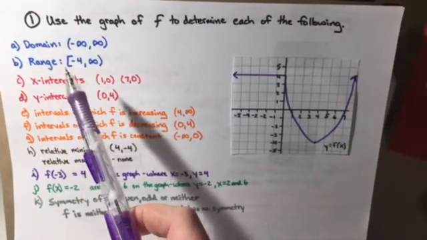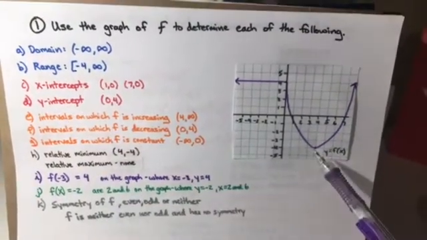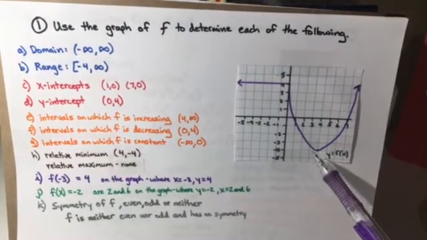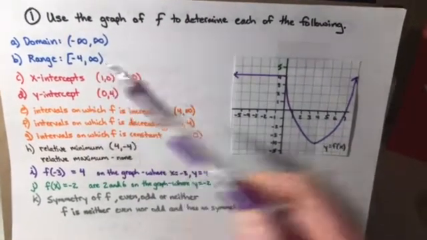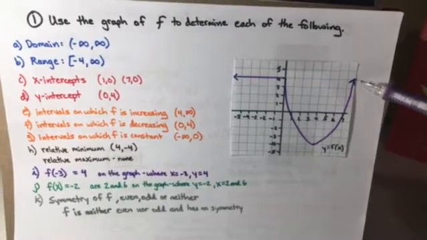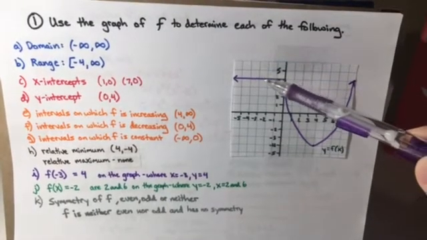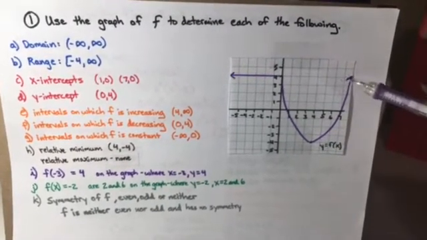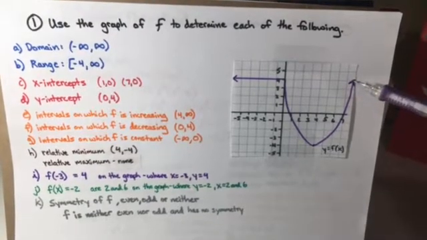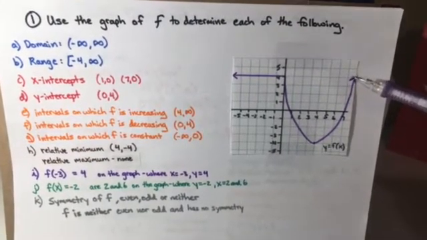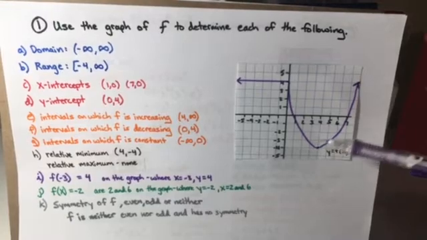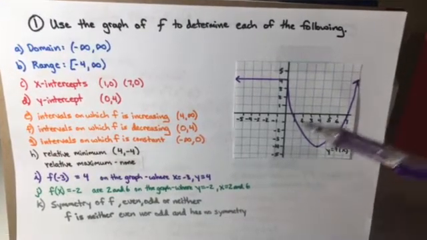The range goes from -4 and it can equal -4, so I put a bracket. And then it would go up to infinity because this arrow indicates it would go up forever. So even though this side of the graph is constant, the end of this graph would show that it would increase forever. So our range would go from -4 to positive infinity.